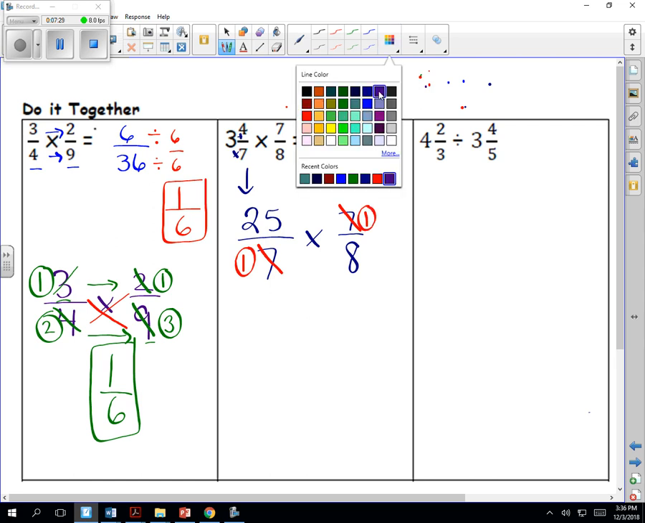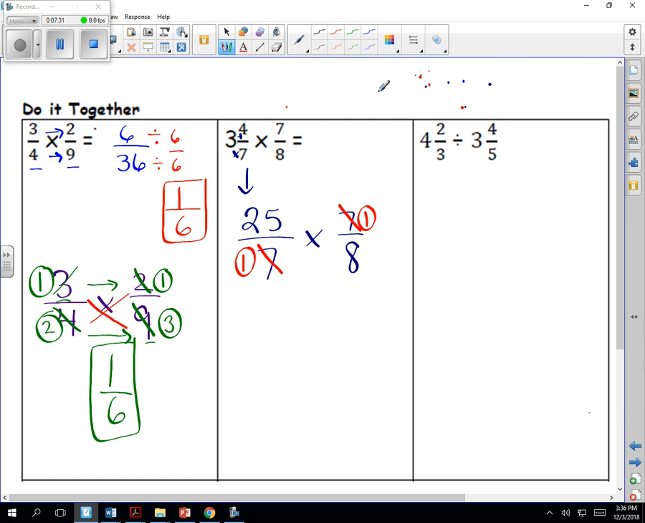And now I can simply multiply across. 25 times 1 is 25. 1 times 8 is 8, but because that's written as an improper fraction, I have to change it to a mixed number. 8 goes into 25 3 times, which is 24, and that gives me 25 minus 24, 1 out of 8 left over.